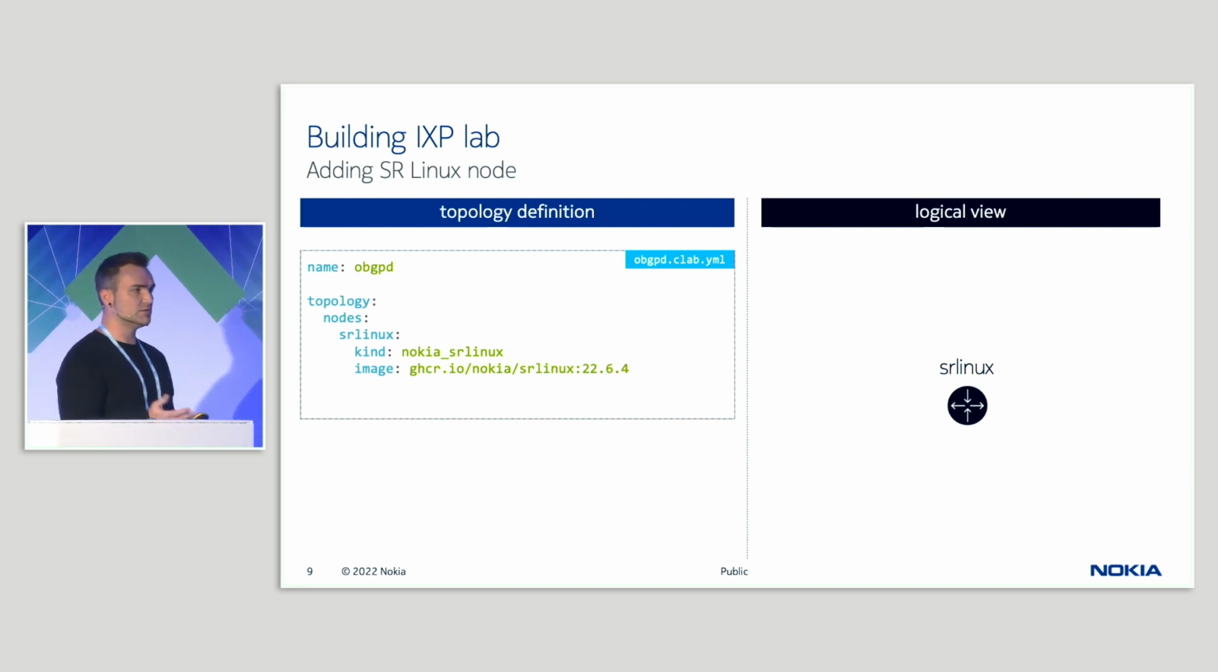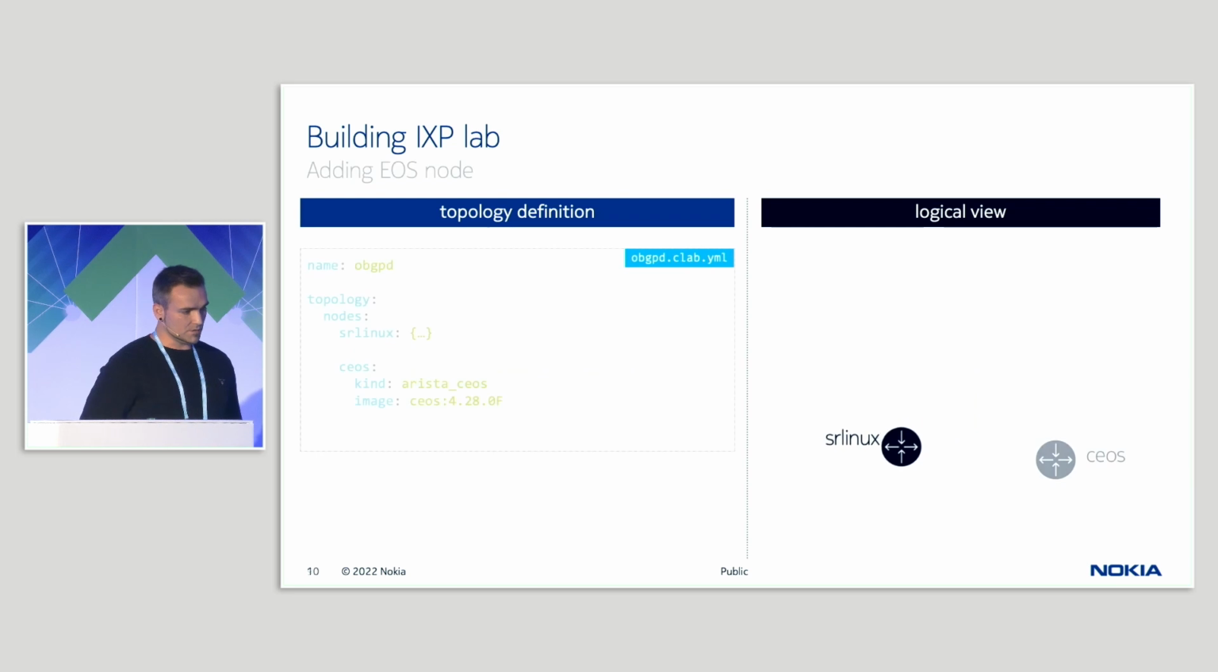You don't need to be registered. You don't need to talk to a sales rep. It's really an open and public container image. So you specify this URI here in the topology file, and that's all it takes to define a node in your lab. Let's switch to the other peering router.